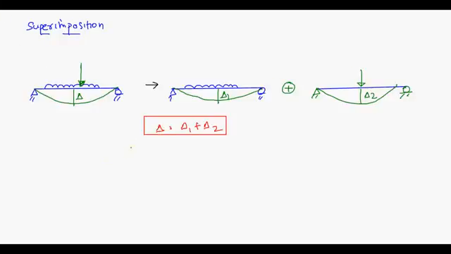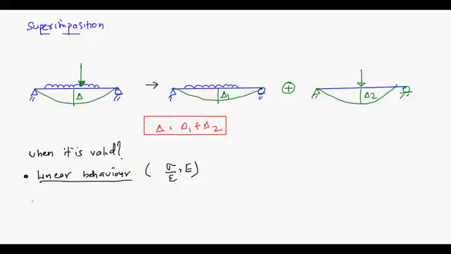In objective questions it is sometimes asked when this is valid. It is not always valid. You cannot always split your loading into two and just add them directly. It is valid only under certain assumptions. The first assumption is linear behavior. Linear behavior means stress upon strain is E, that is, Hooke's law is followed. There is no non-linear behavior in your beam. First requirement is this.